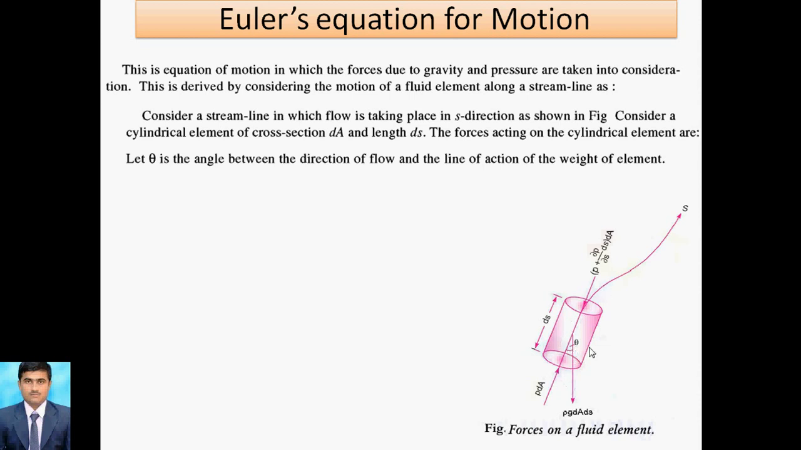First of all, look at the cylindrical element, which has a small area dA and length ds. This force is acting on the element, and theta is the angle made by the direction of flow, and this is the weight of the element. So here I resolve the weight component. Here is the pressure force, the opposite pressure force, and the third force is the weight of this fluid element.